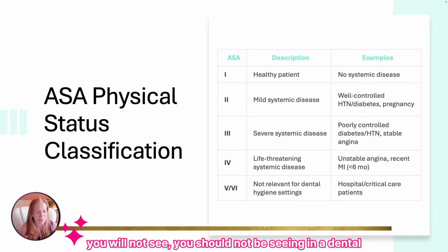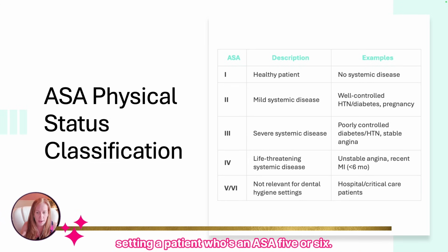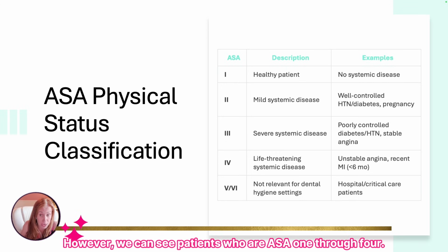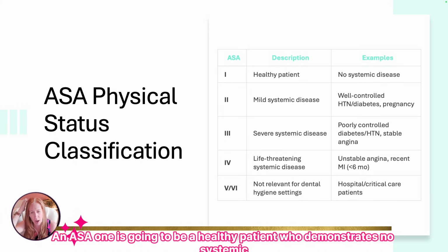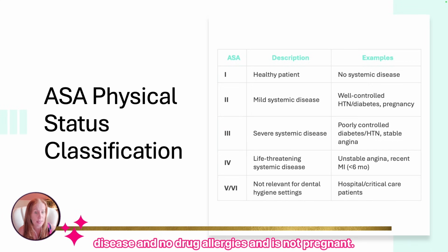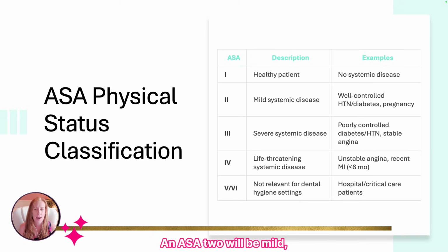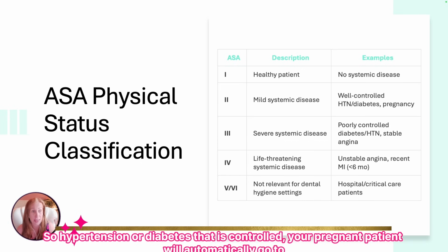And just to be very clear, you should not be seeing in a dental setting a patient who's an ASA 5 or 6. However, we can see patients who are ASA 1 through 4. An ASA 1 is going to be a healthy patient who demonstrates no systemic disease and no drug allergies and is not pregnant. An ASA 2 will be mild, so well-controlled systemic disease, so hypertension or diabetes that is controlled.